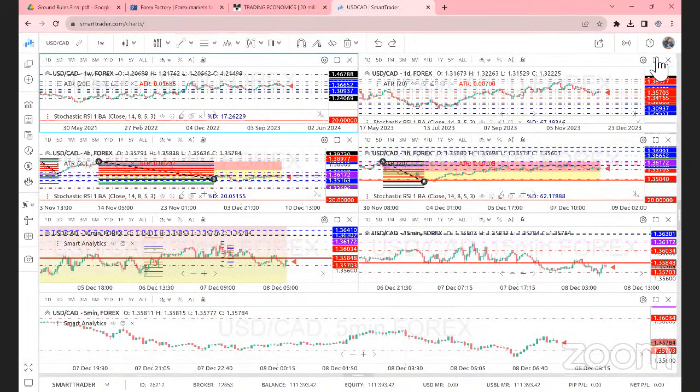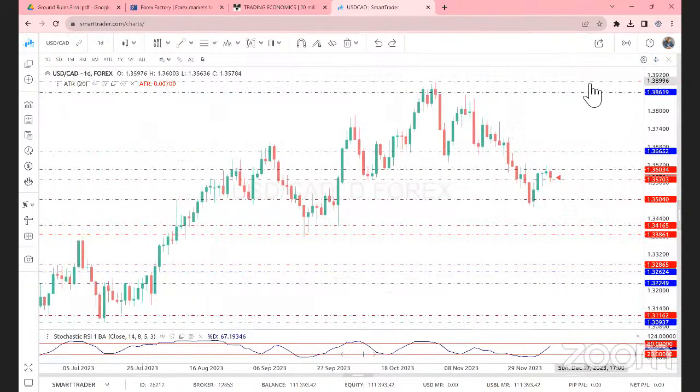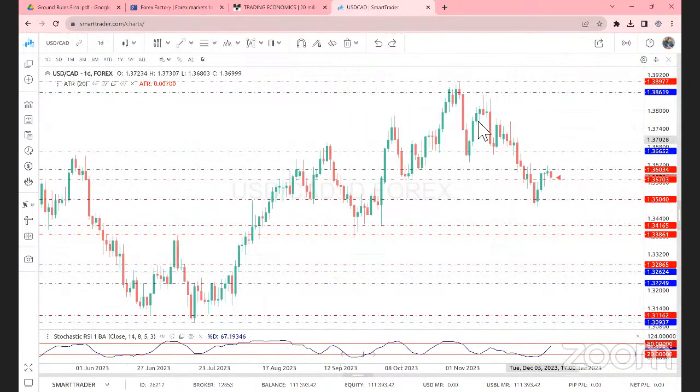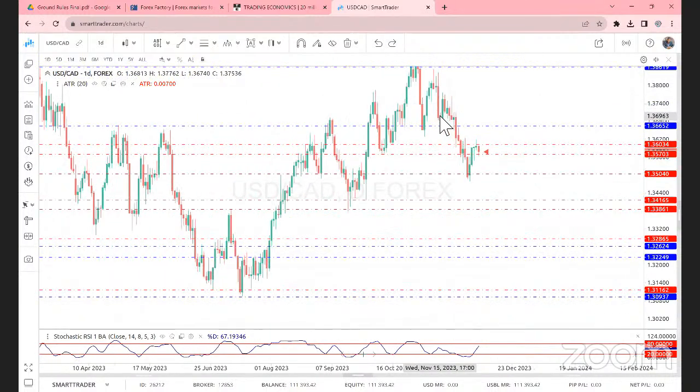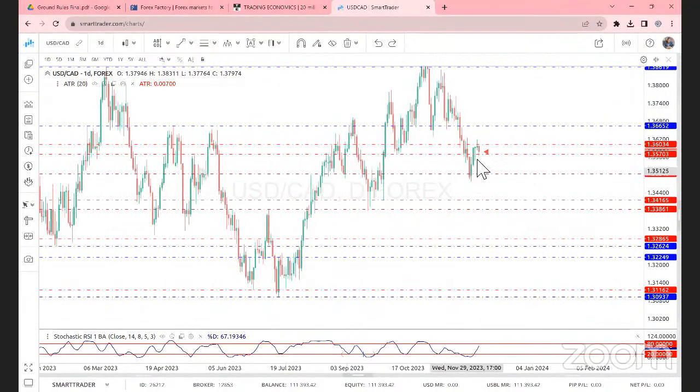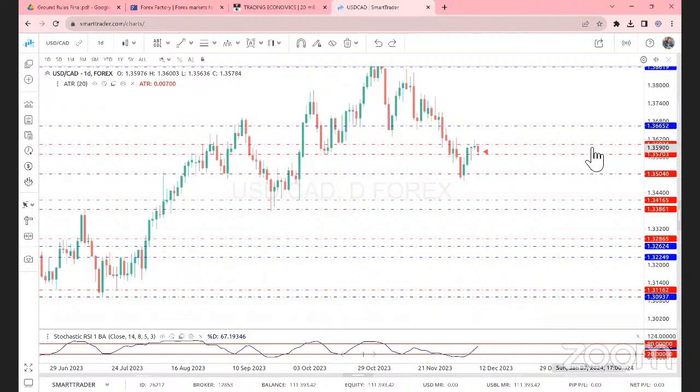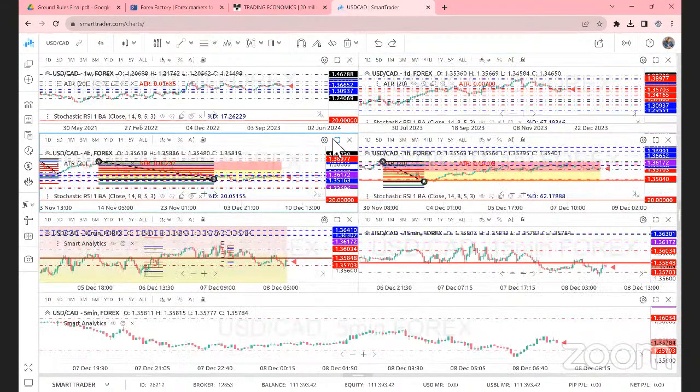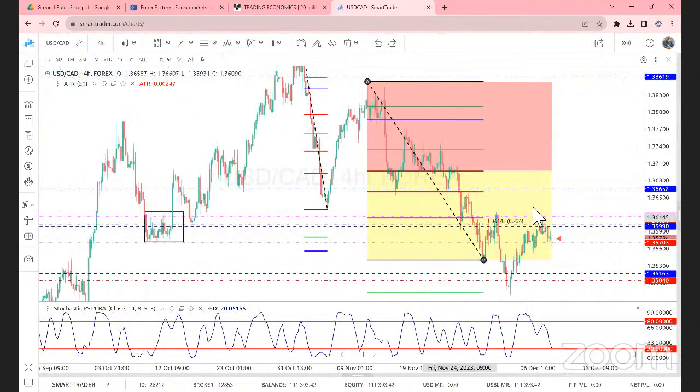See where we are. Stochastic in the buy zone on the daily. Got a nice reaction off that level. Can go either way, right? These two are not the strongest in the bunch right now. Okay. Here's our 1 hour.